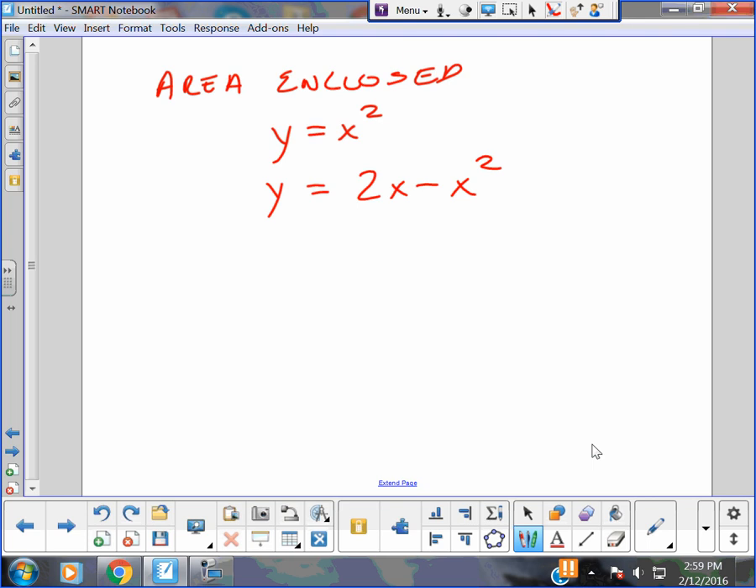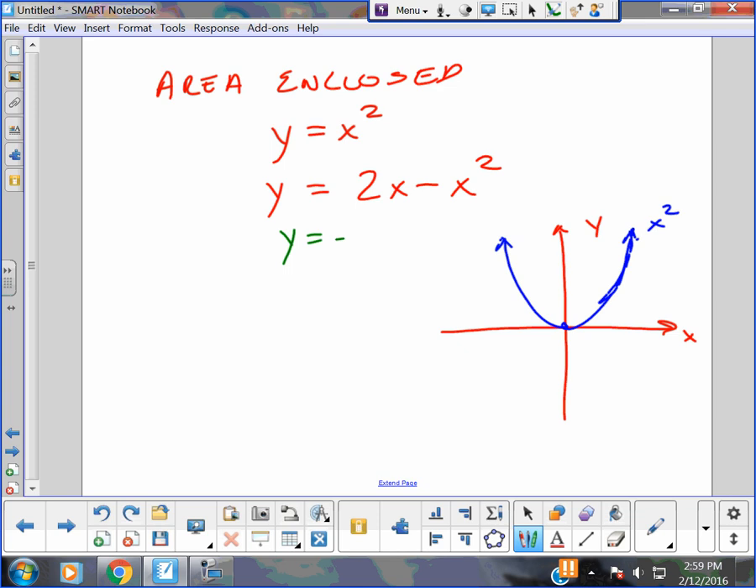Now, I don't have to have a graph, but I love graphing. I live for it. So I'm going to graph the two functions. Y equals x squared. Whoop, whoop. All right, there it is. And then I'm going to graph the other one, and I'm going to think of it this way. Do you guys agree it's this?